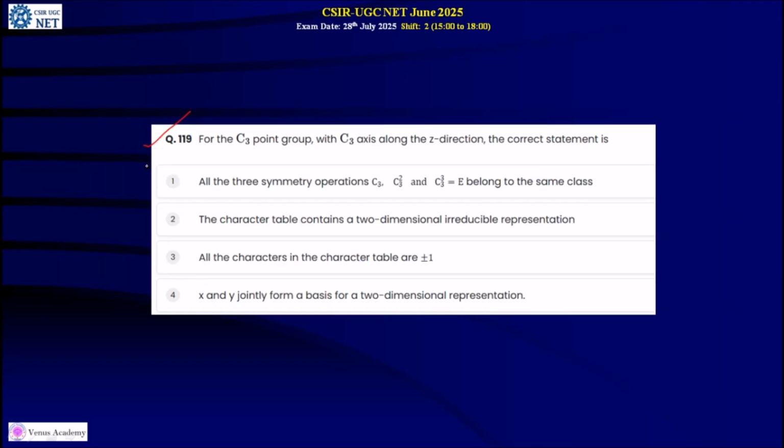Next, question number 119. For the C3 point group with the C3 axis along the z direction, the correct statement is option number 4, which is the correct option, students. X and Y jointly form a basis for a two-dimensional representation.